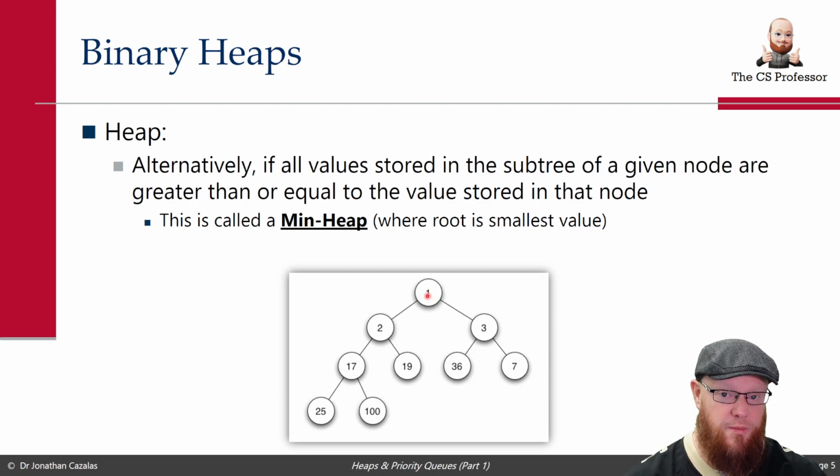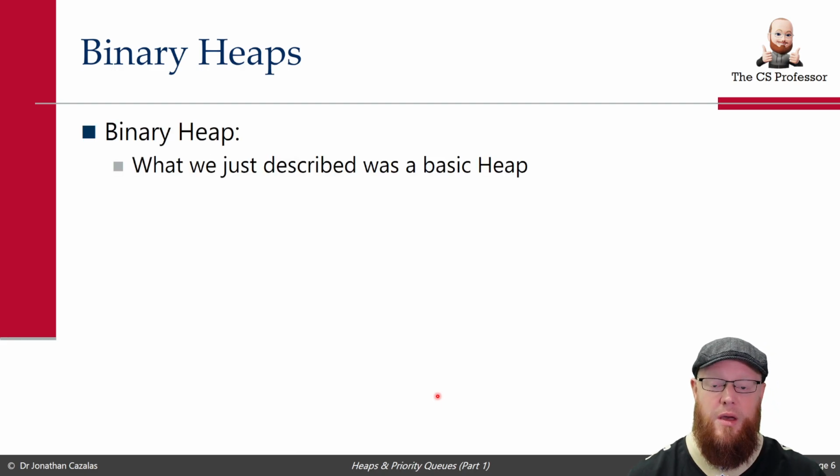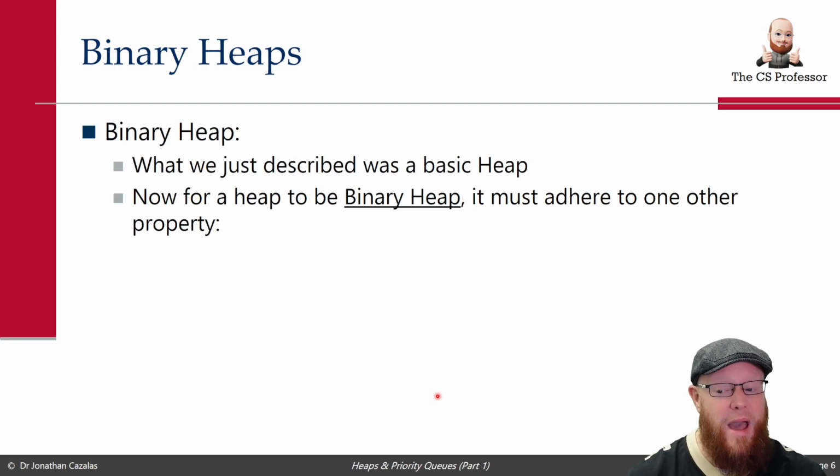So look at this root node of this min heap. This root should have the smallest value, and all the nodes on the left will be larger, and also all the nodes on the right will be larger. But that's true for every node. Pick 2. All the nodes to the left of 2 and to the right of 2 will be larger than 2. That's a heap. But what is a binary heap?